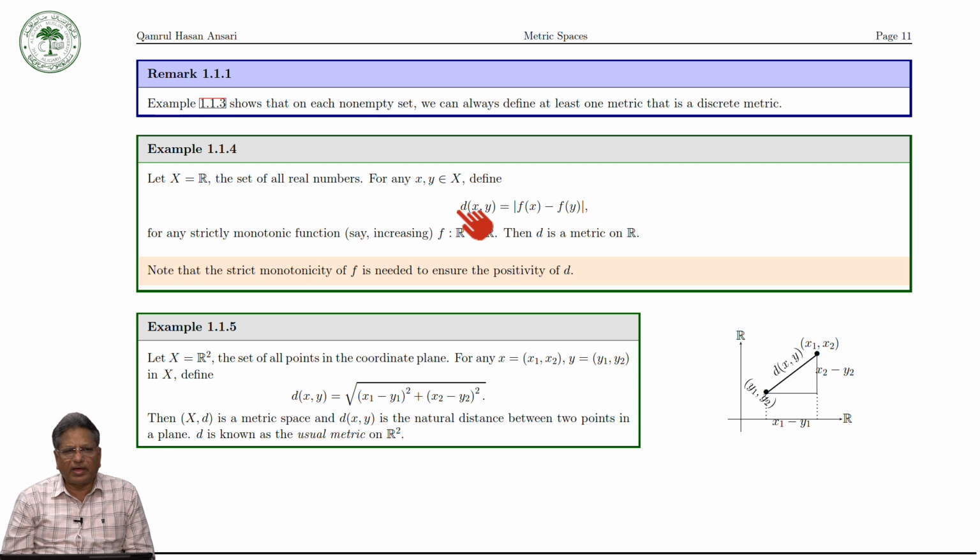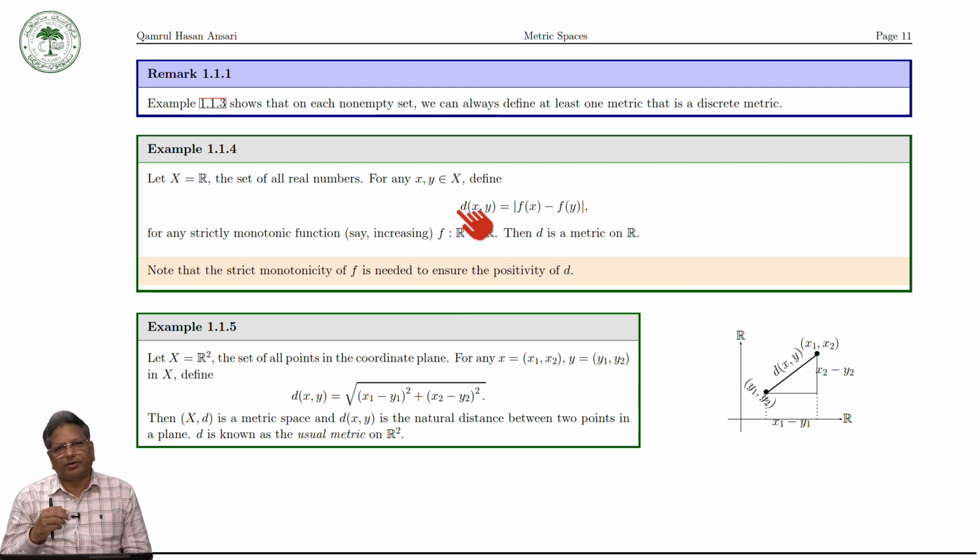This is very simple and I left it for your exercise. Note that the strict monotonicity of f is needed to ensure the positivity of d. So this is also a metric. Now you have seen that we can define the usual metric, we can define the discrete metric, and we can define this kind of metric on R. Not only this, we can define many other metrics on the set of all real numbers. Let us move a little more.